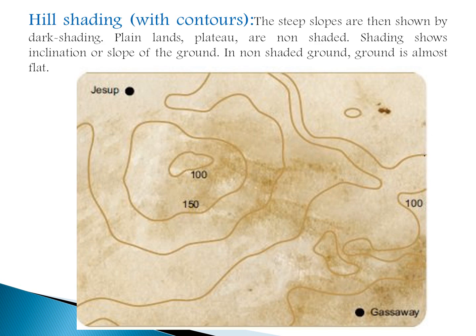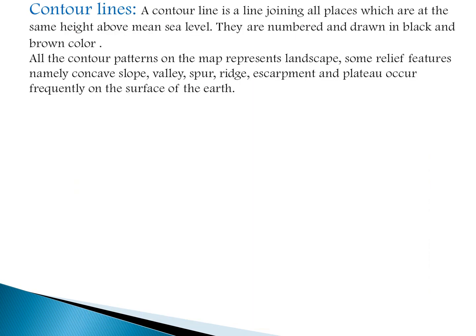Hill shading is such that wherever there are steep slopes, they are shown by dark shading. The plain land and plateaus are non-shaded. Shading shows the inclination or slope of the ground, and in non-shaded ground the ground will be almost flat. So here where there is no shading, you can say the ground is flat. Wherever there is shading there is a steep slope, and wherever there is dark shading, it shows a very steep slope. Then contour lines, which are very important on a map.